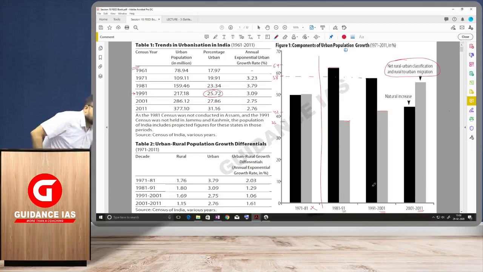Okay? So the growth that has happened, can you see here, the net rural urban classification plus rural urban migration component is somewhere around how much? Somewhere around 56% is the result of this, and the rest, 44%, is the result of this factor. Okay? So this has occurred in the third phase of urbanization. Overall, one thing is very clear, that our urbanization seems to be accelerating. There is some acceleration in the urbanization.